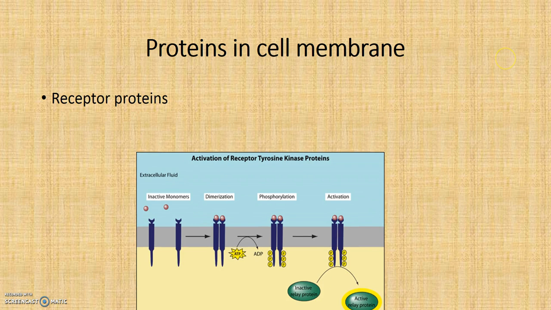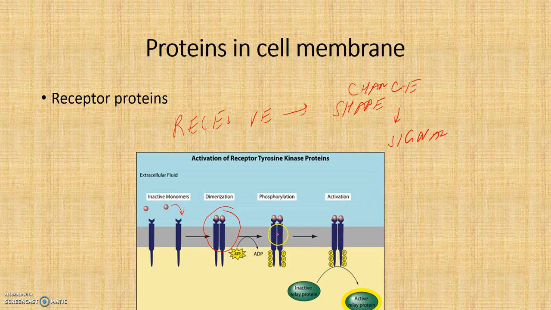Receptor protein. Receptor proteins receive certain molecules, special molecules. As soon as they receive the molecule, note they will change shape. So they will receive, and at the same time, they will change shape. And once they change the shape, they are going to set up a signal. And as you can see, it is changing shape, it is becoming a dimer, it is setting up a signal, and then this allows an inactive protein to become an active protein. All right?